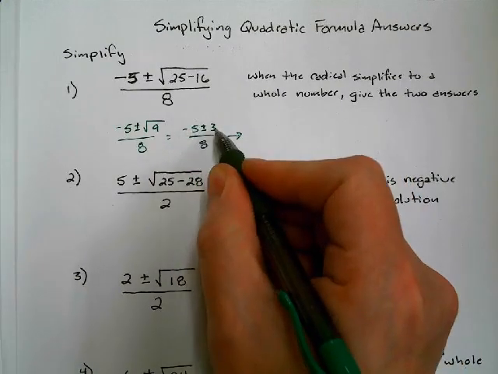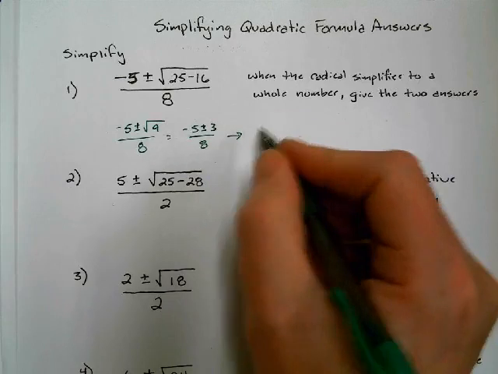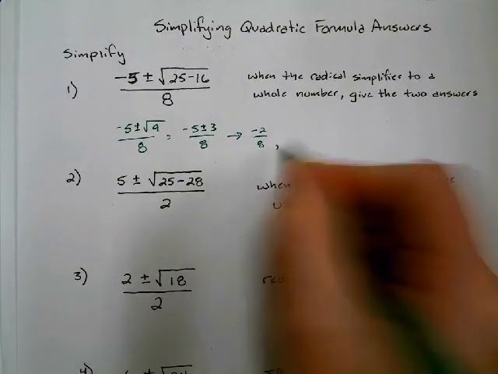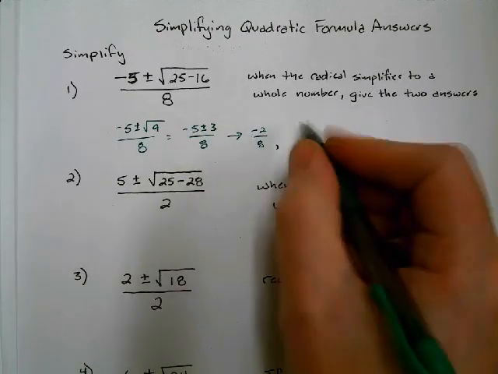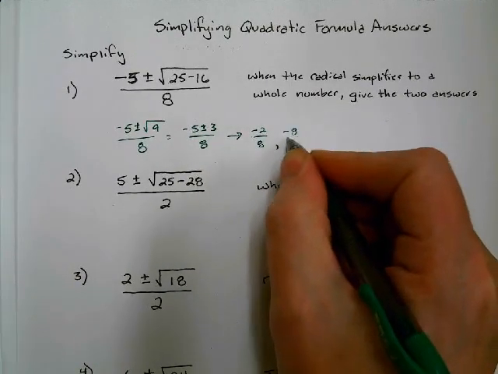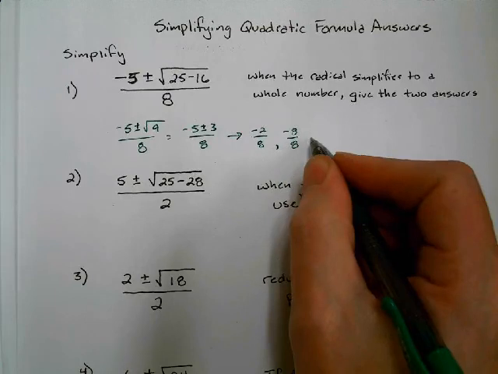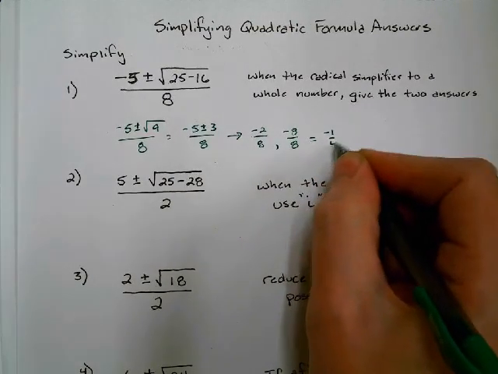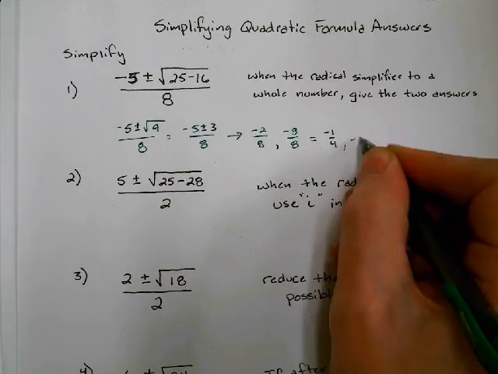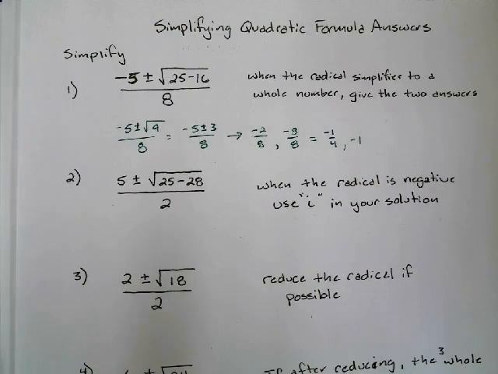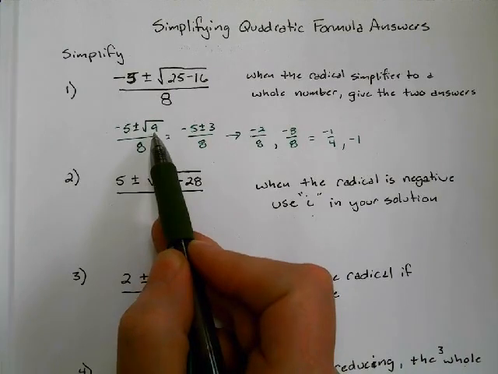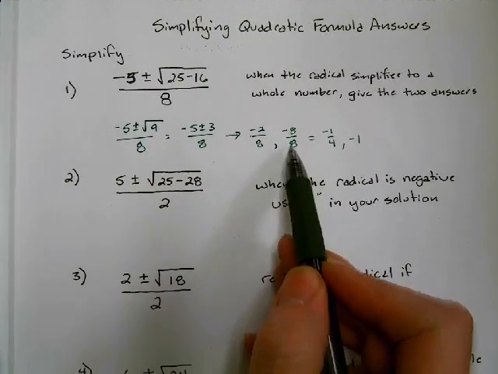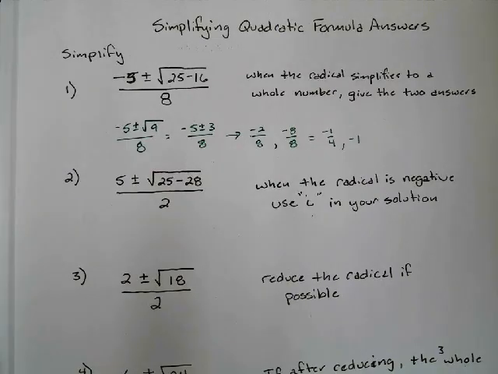We're going to do negative 5 plus 3. Negative 5 plus 3 is negative 2. And then we put it over 8. Our other answer is going to be negative 5 minus 3, negative 8, also over 8. And then those reduce to become negative 1/4 and negative 1. So when our radicals reduce, we are going to split it up into the two rational answers.